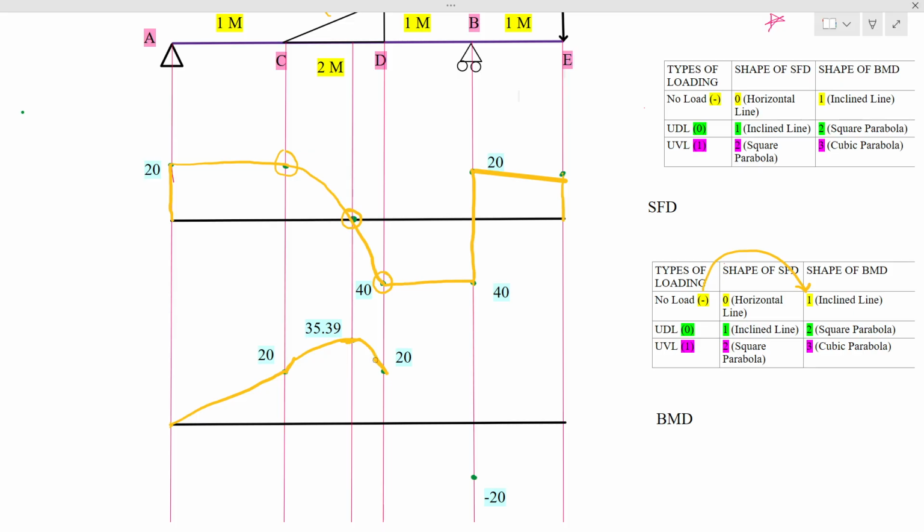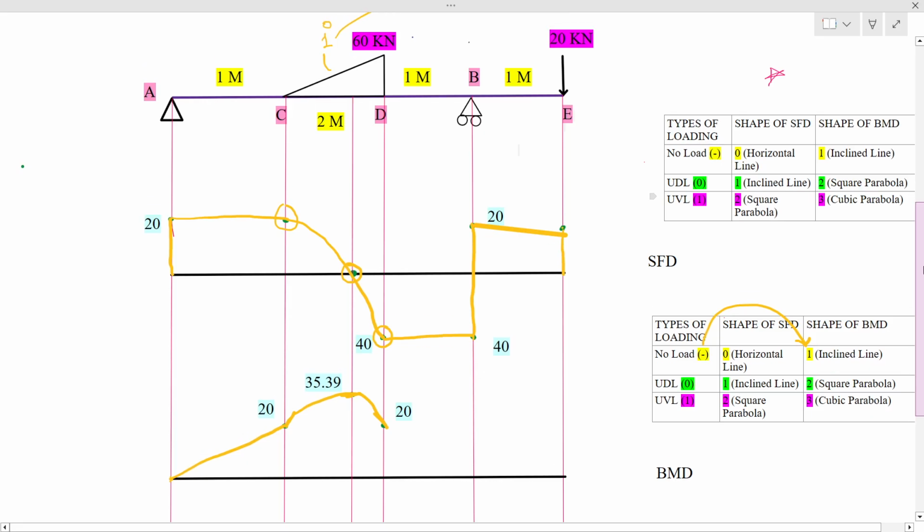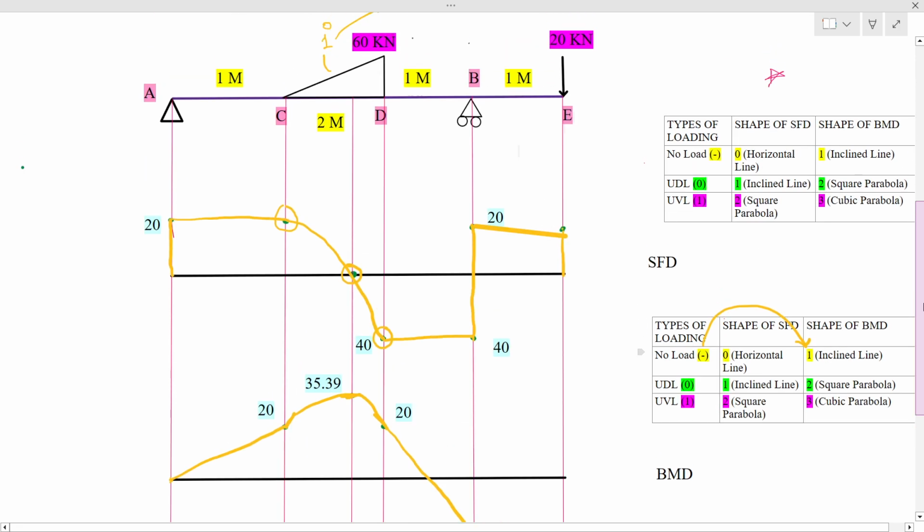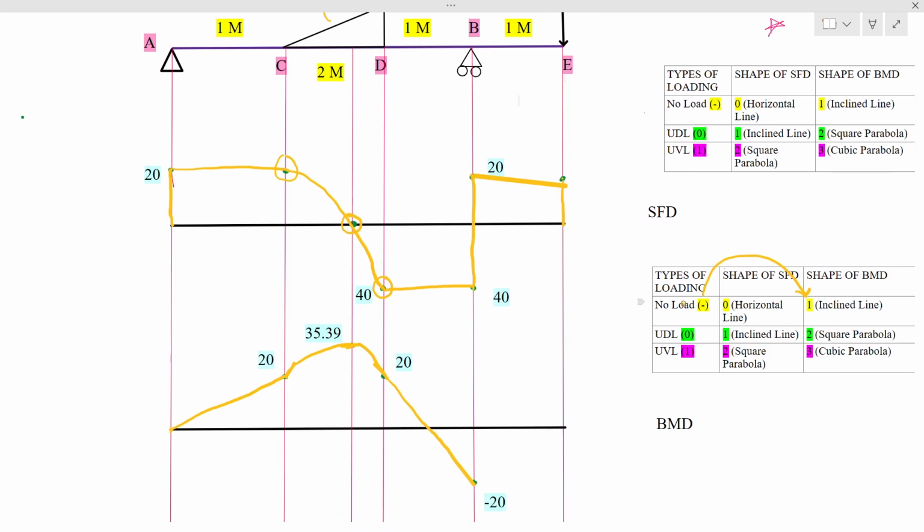like this. Now in the figure, you can see D to B, there is no load. So when there is no load, the shape of BMD will be 1 degree, that means a straight line. So we'll come down like this. Next, again B to E, there is no load. So whenever there is no load, SFD will be a 0 degree line and BMD will be a 1 degree line. That means it is an inclined line. So this is how you can apply this trick.